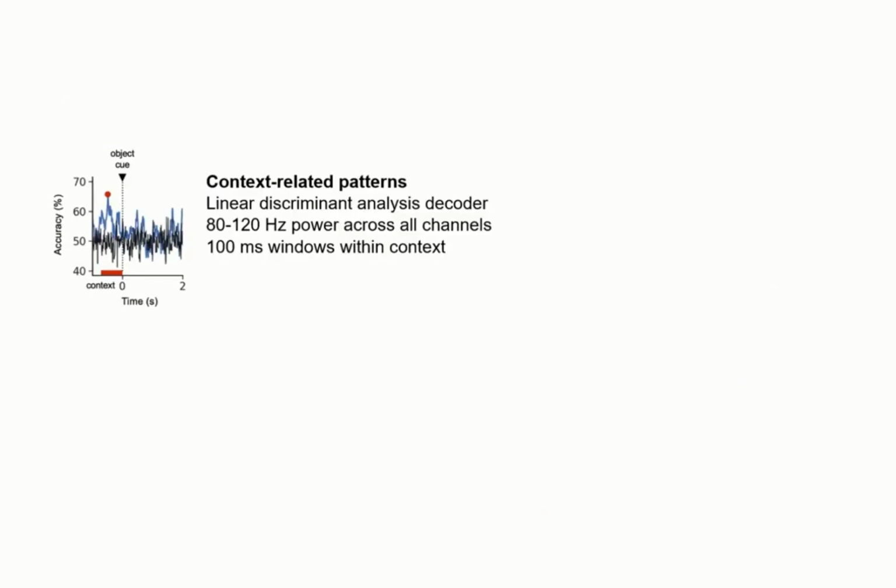We trained linear discriminant analysis decoding models to predict context from the neural activity during the presentation of the context, which occurs 500 milliseconds prior to the object cue. This top left plot is one example where we identified the trained model in red that most accurately predicted context.